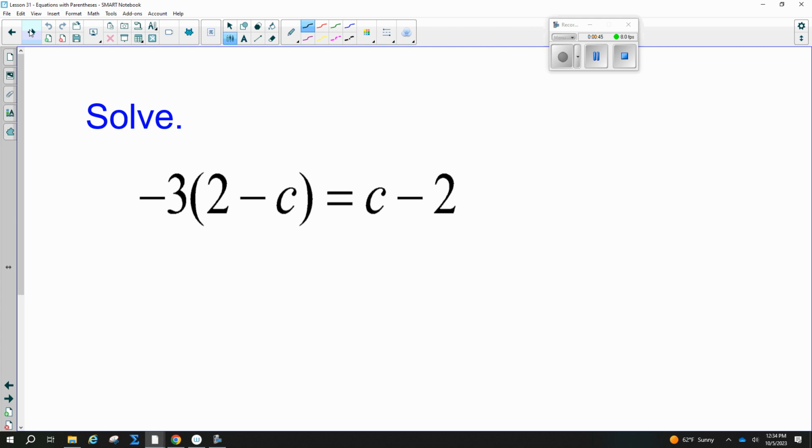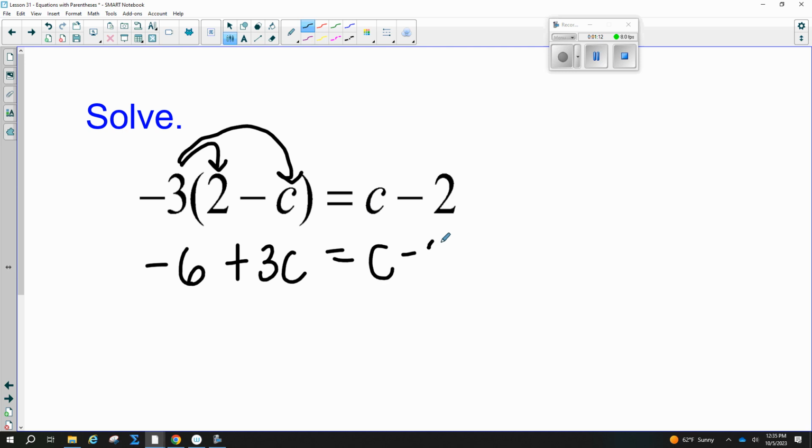So the first thing we're going to do is distribute the -3 to the +2 and the -3 to the -c. So Claire, tell me what you get when you distribute this. Good, 3c, yep. All right, so be sure you're careful with your signs, right? This is a negative, and then when you do a negative times a negative, you get a positive right here. Okay, equals c minus 2.